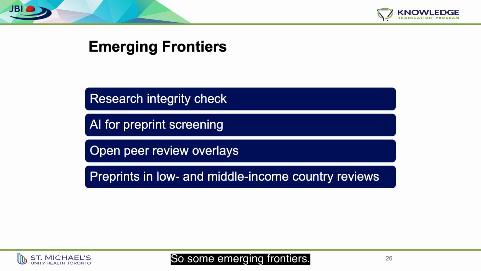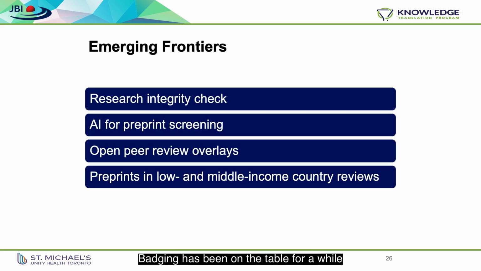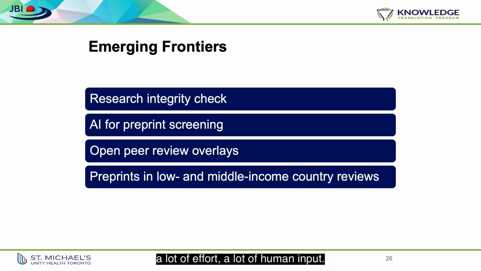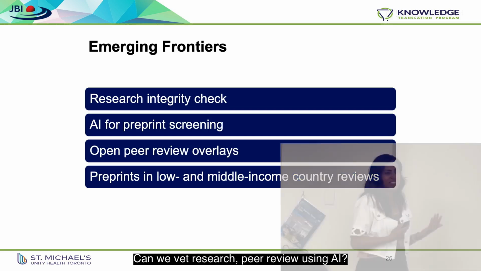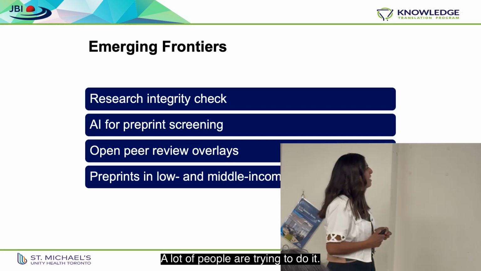So some emerging frontiers. This research integrity check, I mentioned the badging. Badging has been on the table for a while, and this is the kind of thing that just takes a lot of effort, a lot of human input. Research integrity and AI is a little bit of a question mark. Can we really assess that using AI? AI for preprint screening, I'd say this is not just a preprint consideration, but really journals are toying with the idea: can we vet research, can we peer review using AI? A lot of people are trying to do it. I'm not sure of the effect of that yet.